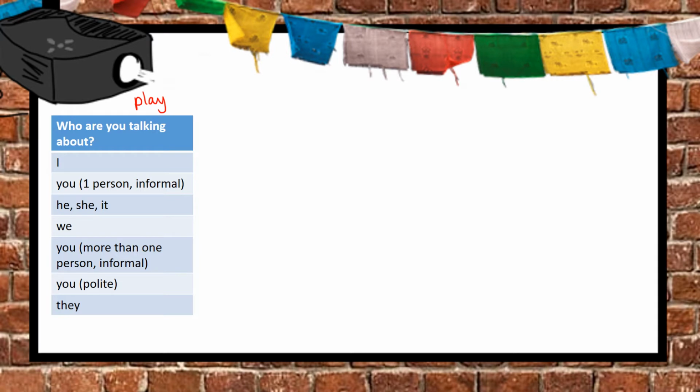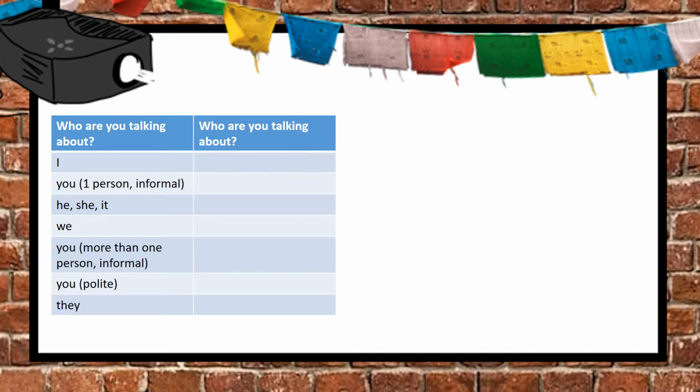Your first question is probably going to be, why on earth are there 1, 2, 3 different ways to say you? In German, it's different if you're talking to one person and being informal, so maybe to one friend, more than one person and also being informal, so maybe a group of friends, and if you're being polite, so if, for example, you're speaking to the teacher. So let's have a look at those.